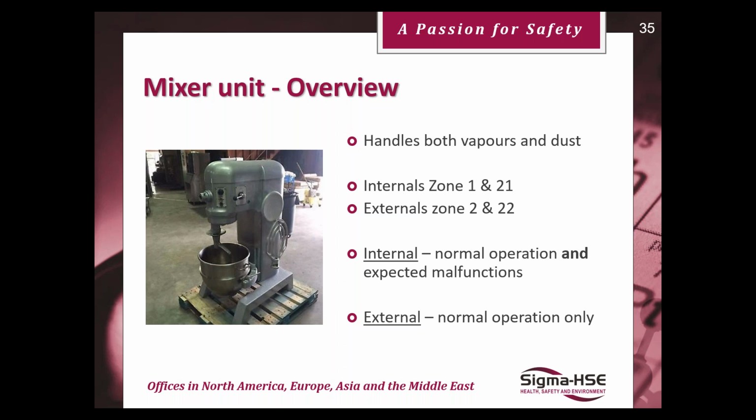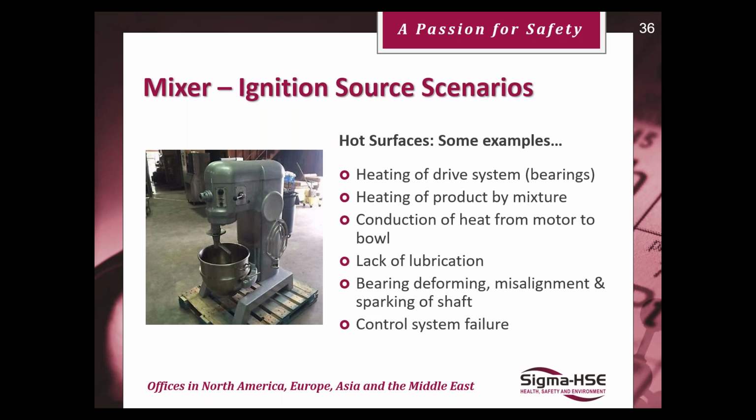So in category 1, or zone 1 and 21, we consider normal and expected malfunction scenarios. External, you only consider normal operation scenarios. So for example, something that's not so rare, but does occur. But I'll go over that. What are the scenarios? This is when you have to fill in your risk assessment table as per the standard, which we'll talk about in a second.